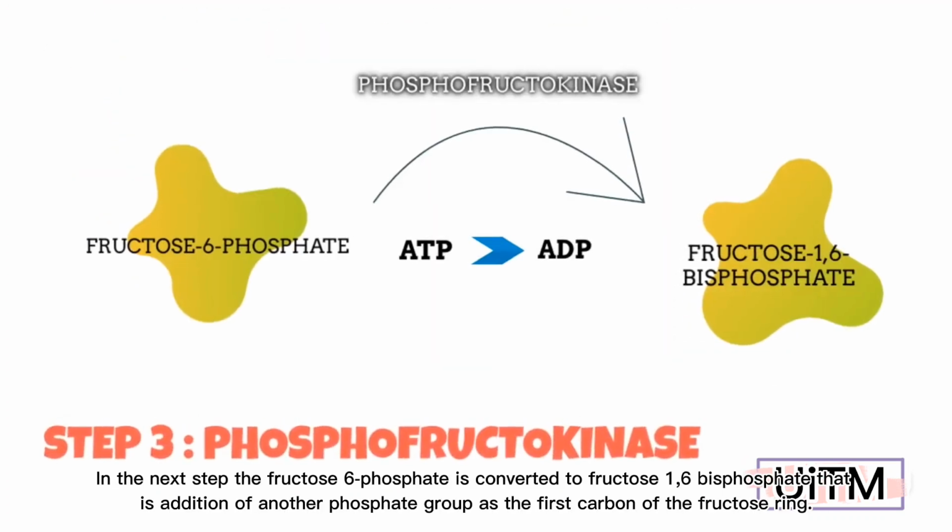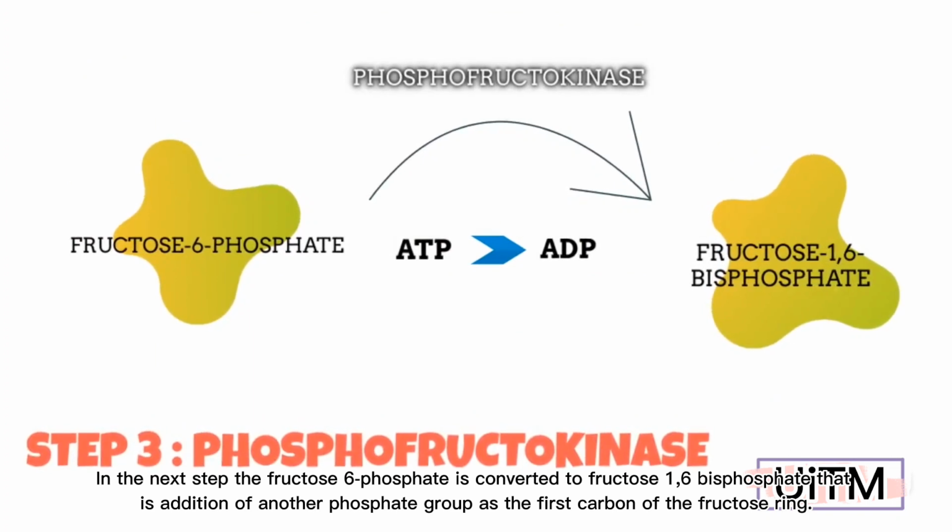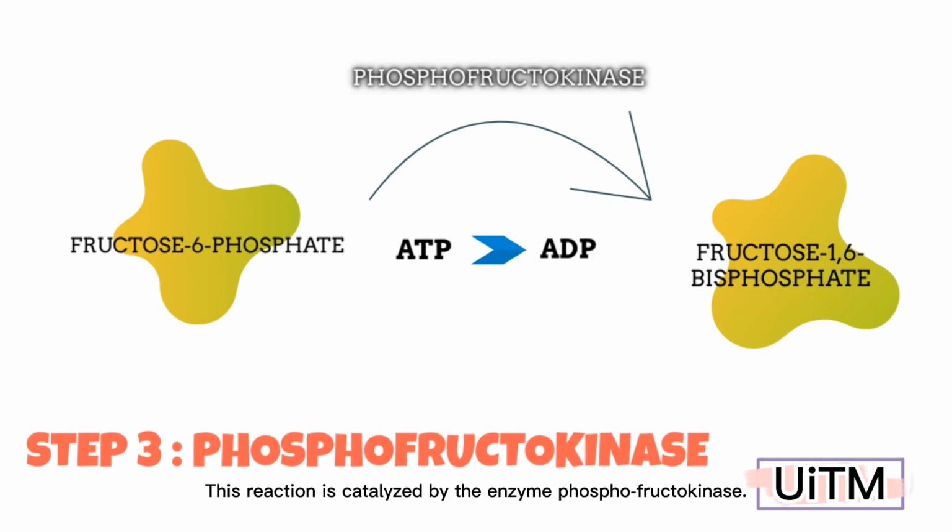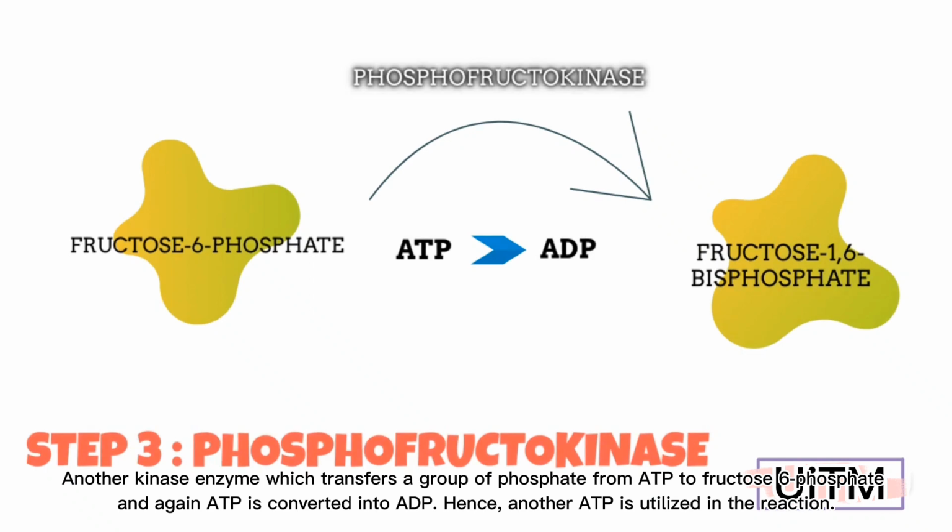In the next step, the fructose 6-phosphate is converted to fructose 1,6-bisphosphate. There is addition of another phosphate group at the first carbon of the fructose ring. This reaction is catalyzed by the enzyme phosphofructokinase, another kinase enzyme which transfers a phosphate group from ATP to fructose 6-phosphate, and again ATP is converted into ADP. Hence, another ATP is utilized in the reaction.